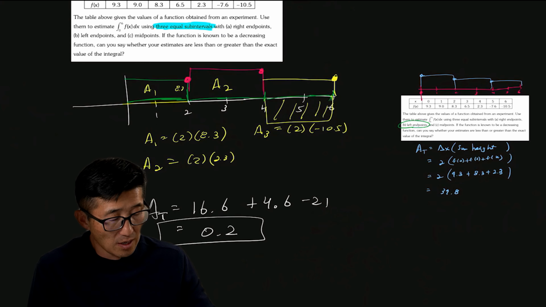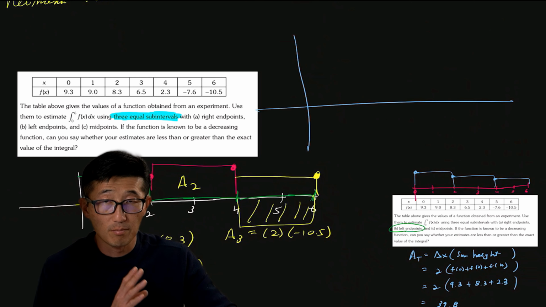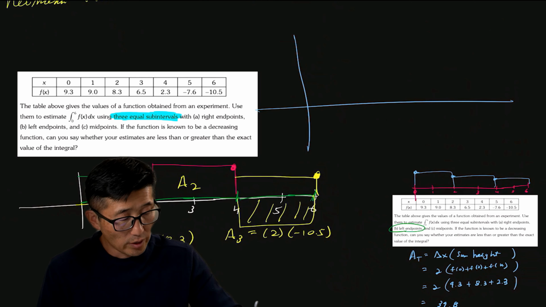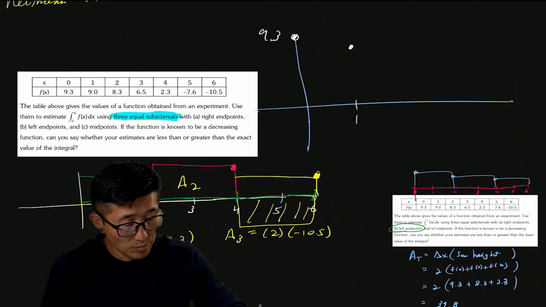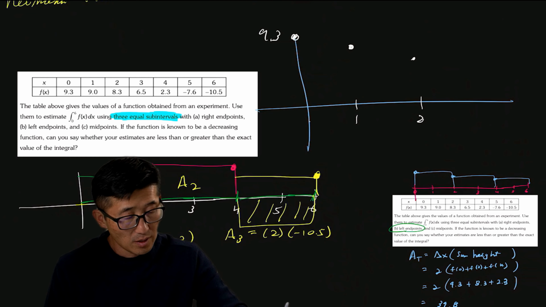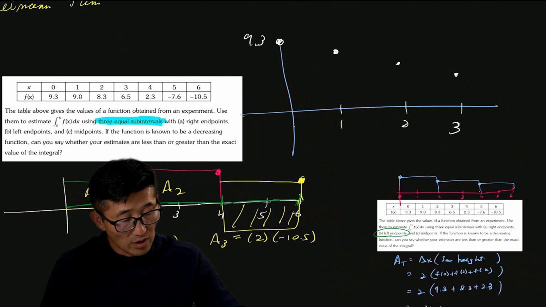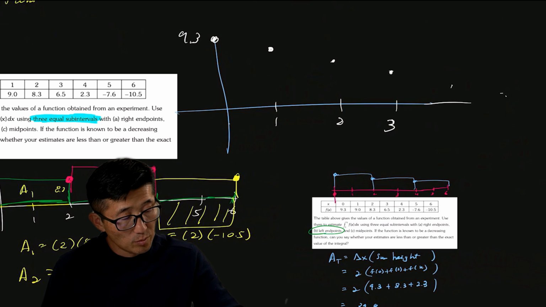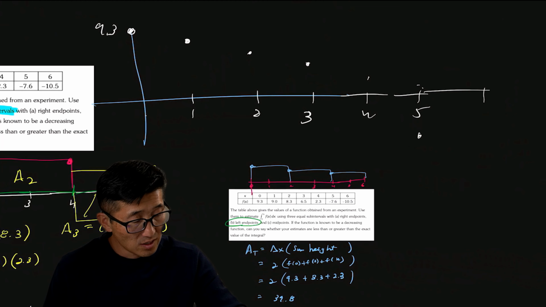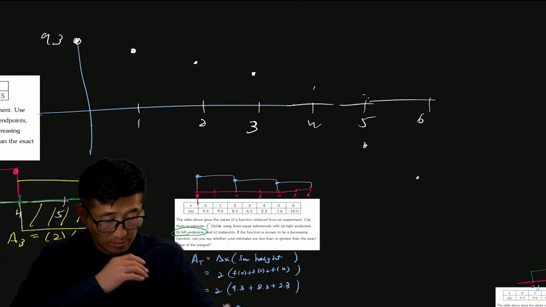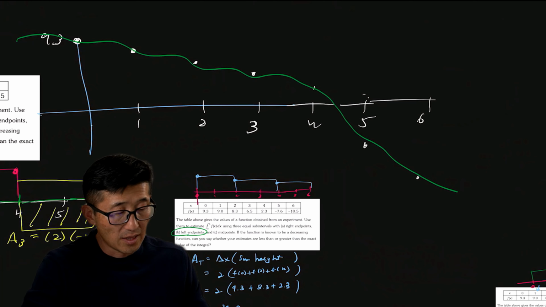So if you look at the first one, let me actually just plot out the coordinates here. So we got 0, 9.3, 1, 9.0, 2, 8.3, 3, 6.5, 4, it's getting smaller and smaller, and then we got 5, you get negative, and 6, you get even more negative. So again, the curve will look something like that.